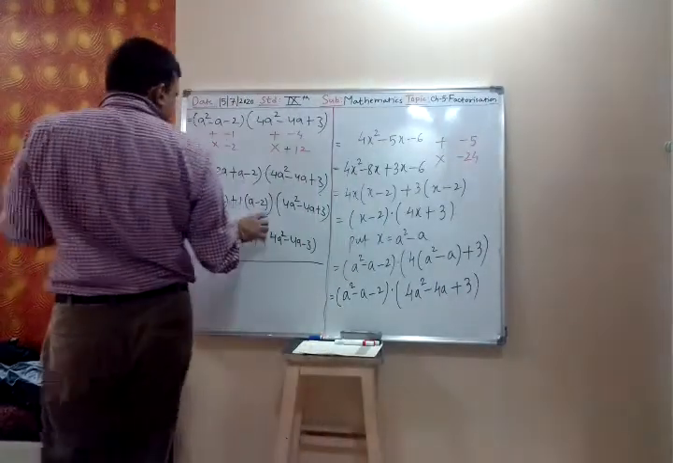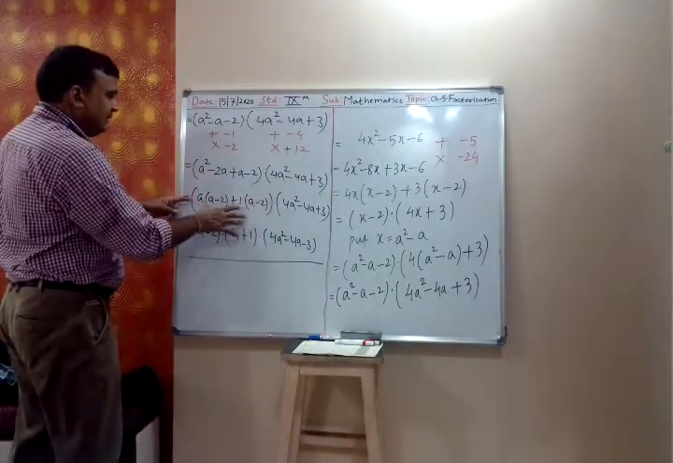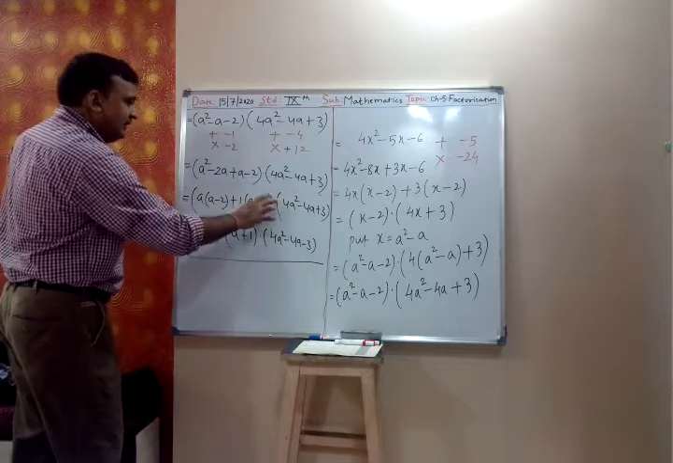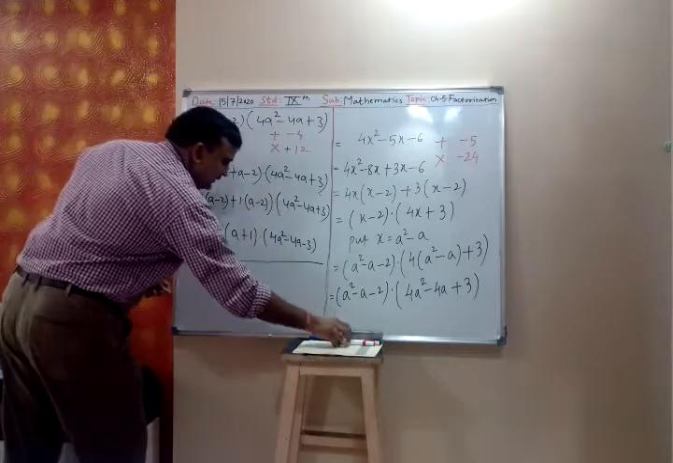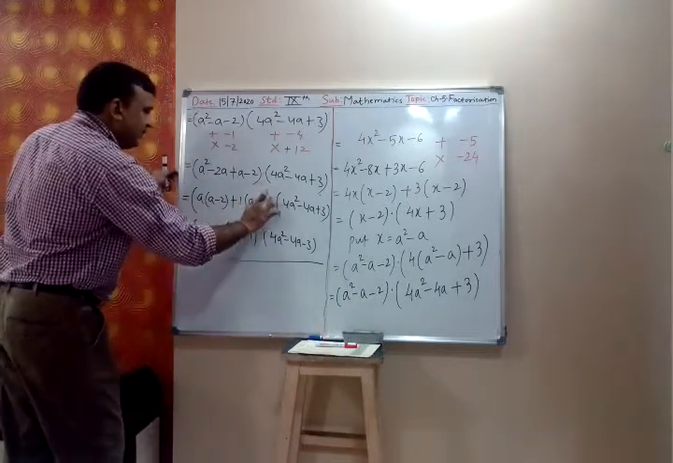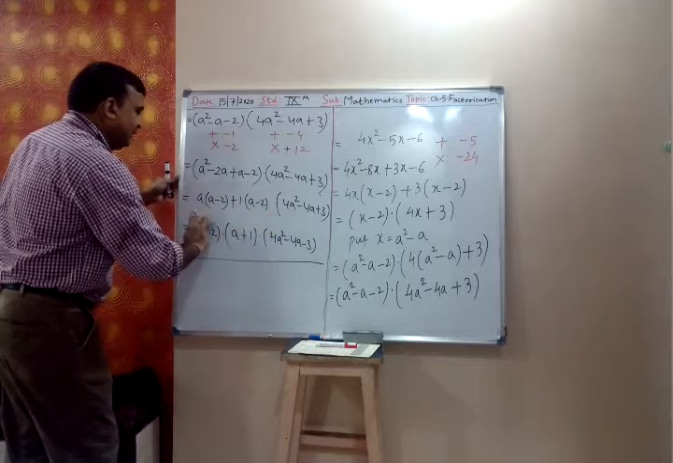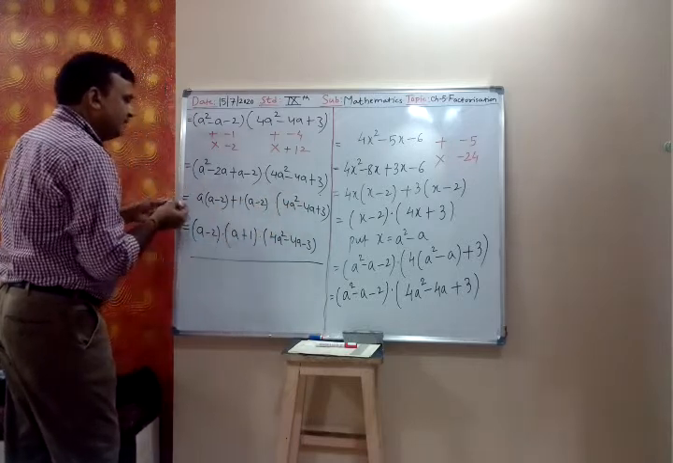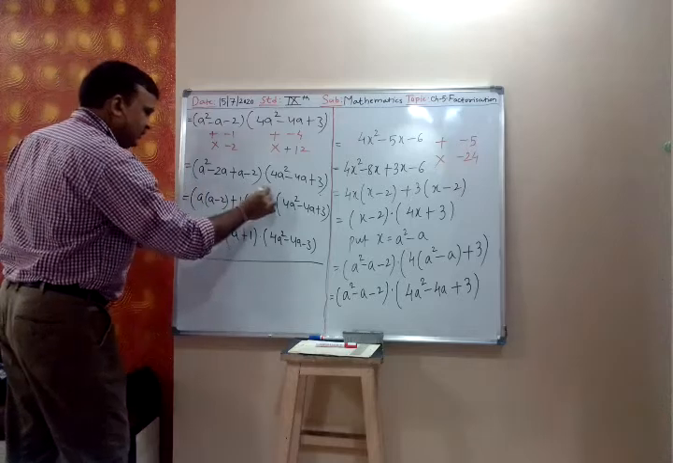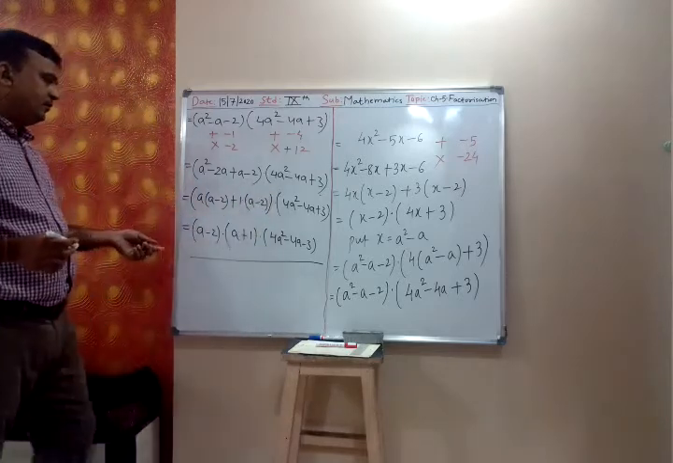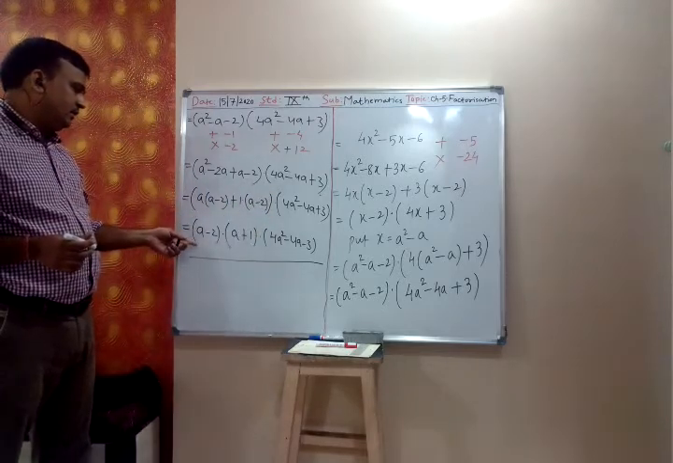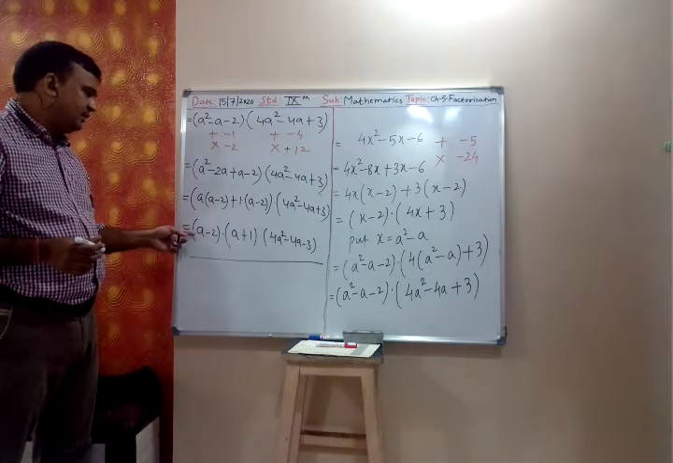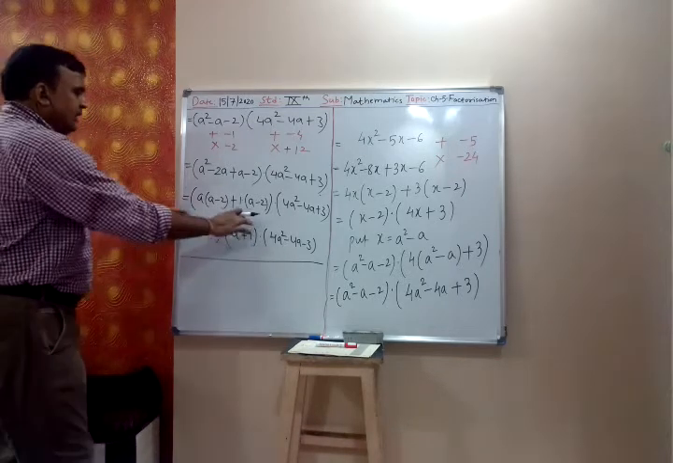If you don't put the outside bracket, then this will be multiplied with this, where these two and these are one term. If you put a big bracket, then what will you write?